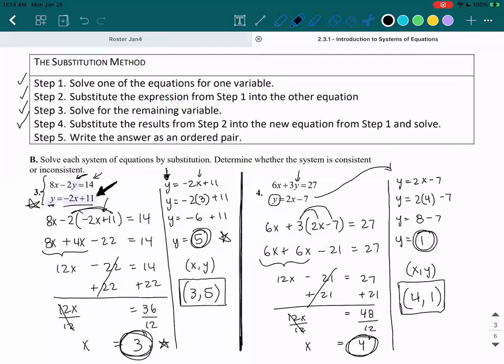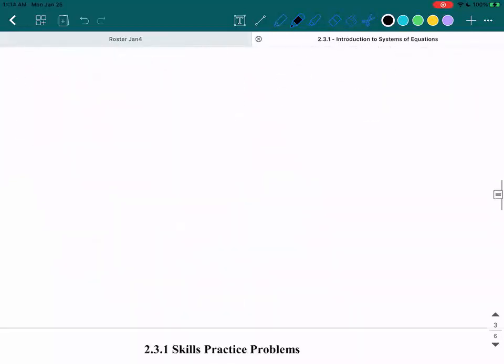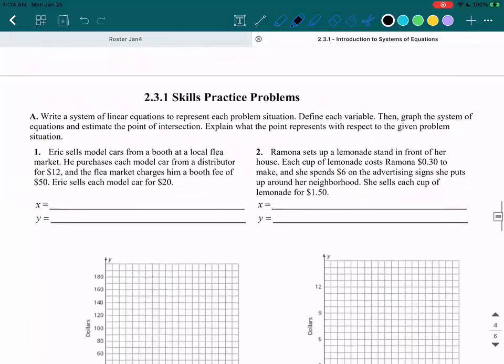All right, so please let me know if you have any questions, and if not, oh wait, there we go, we finished step 5. So there we go. Now, let me know if you have any questions. If not, you guys are free to do the skills practice problems. I know it looks different, but it is the skills practice problems. They're just formatted a little differently this time.